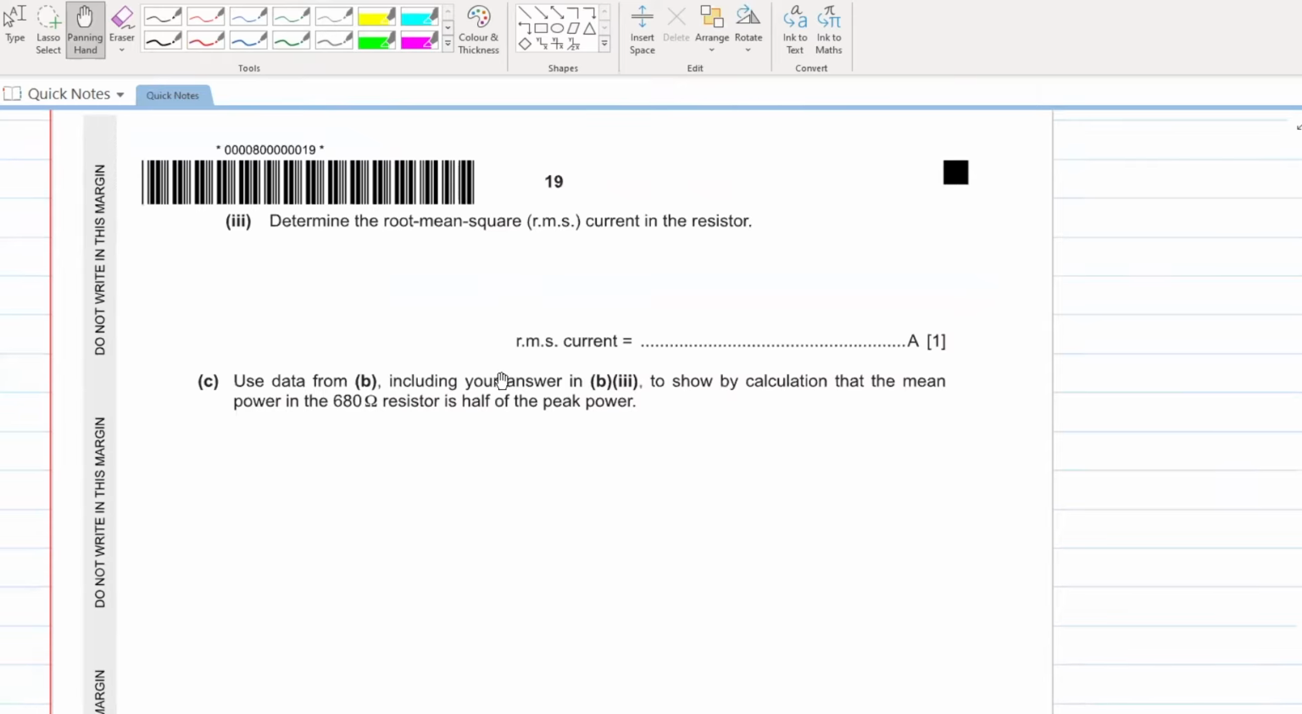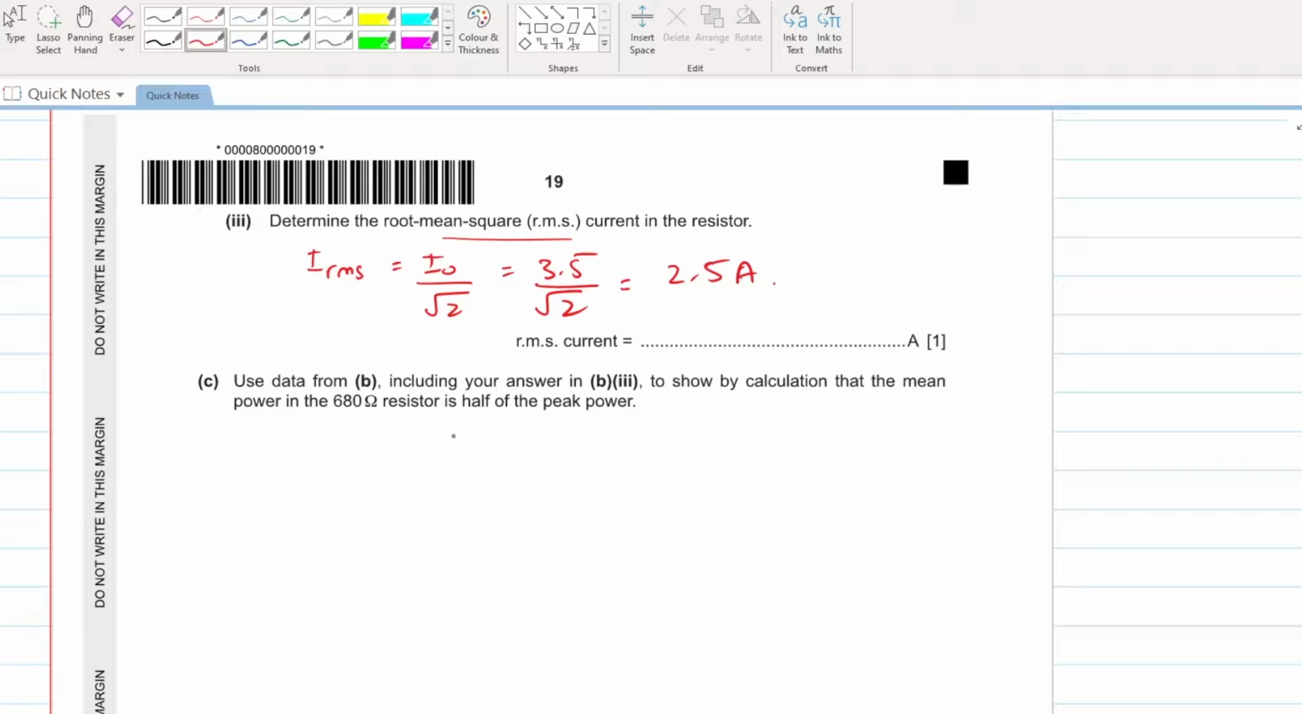Determine the root mean square current in the resistor. We have to determine IRMS. IRMS is equal to I naught over root 2. What was your I naught? 3.5 divided by root 2. Current RMS comes out to be 2.5 ampere. Simple as that.